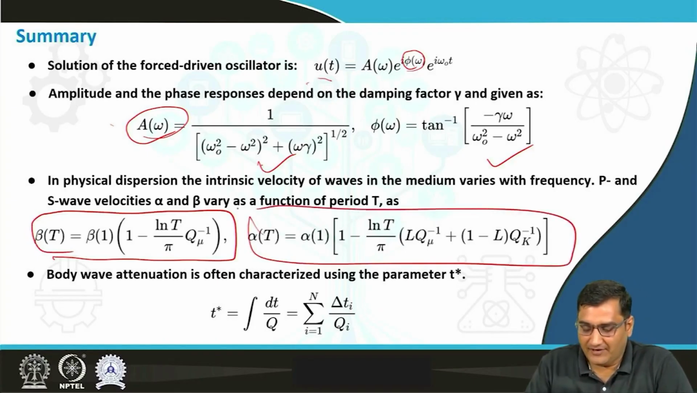So body wave attenuation is often characterized using the parameter T star, and T star is the integral of dt by Q. Q is the quality factor, which can further be written in discrete form as the sum from i equal to 1 to n of delta T i by Q i. That is the values of the time and the quality factor in the ith segment of the ray path.